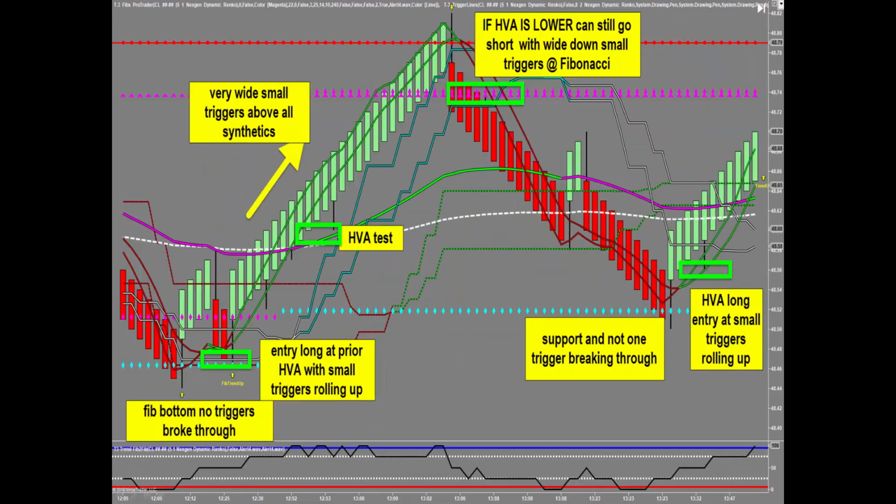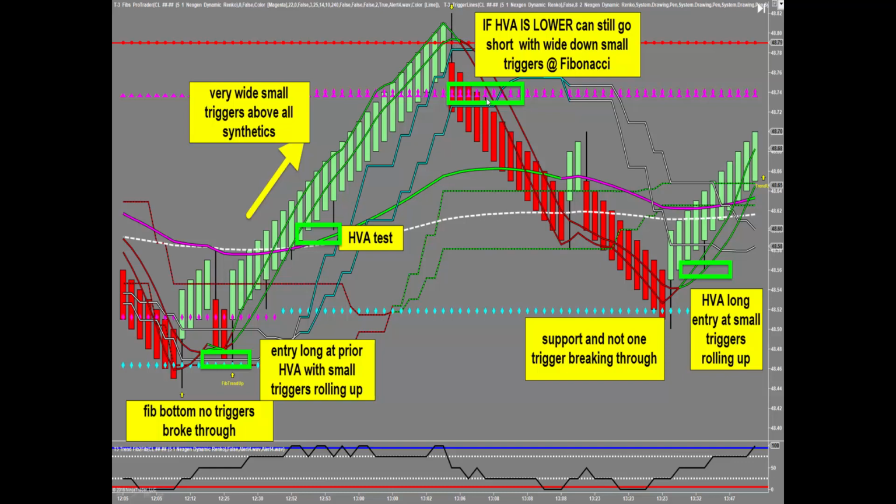And again, I've got so many of these examples, but I think you get the point at this point, right? Fibonacci support, you're not sure if it's going to hold. Small triggers roll up. High volume area here. If you didn't get it, again, very wide small triggers to the upside. Second chance opportunity at a high volume area retest for the rest of the trade up. And then overwhelming amounts of Fibonacci resistance up here, right? It's really strong into it, so you're not going to be getting short right here probably, right?